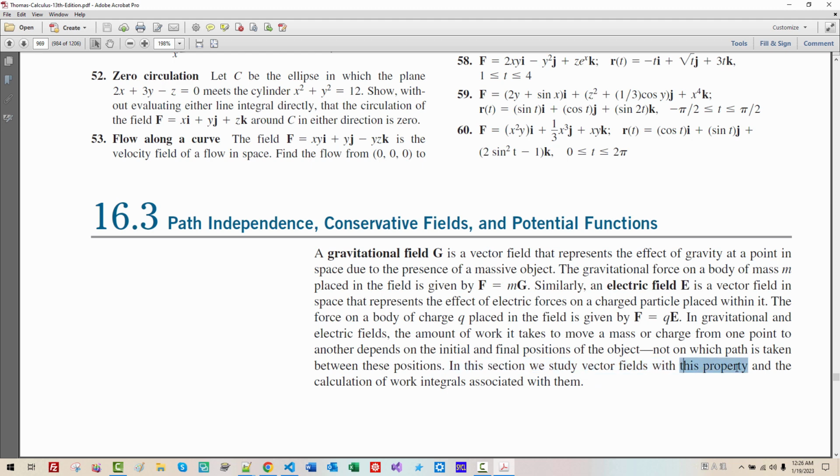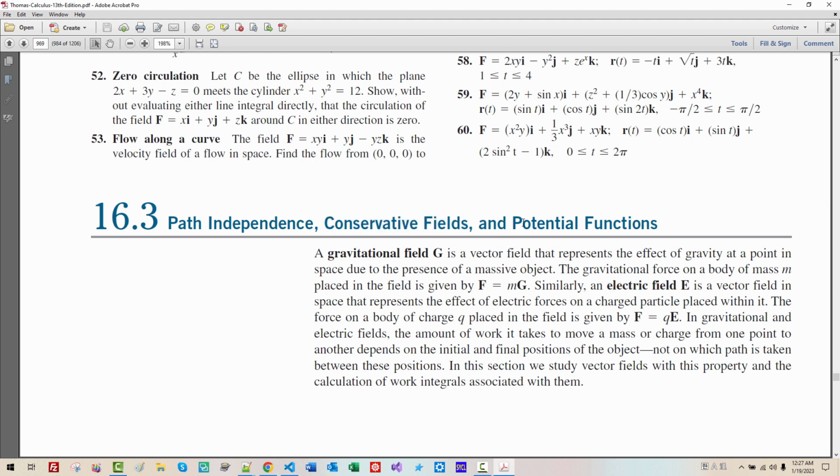This property means the amount of work it takes to move a mass or charge from one point to another depends on the initial and the final position of the object, not on which path is taken between these positions. It means path independence. This path-independent property and the calculation of work integrals associated with them. In this section, we study vector fields such as gravitational field G or electric field E. These fields are called conservative fields.